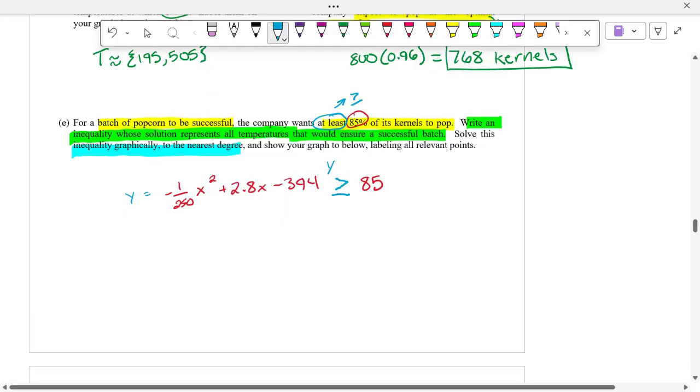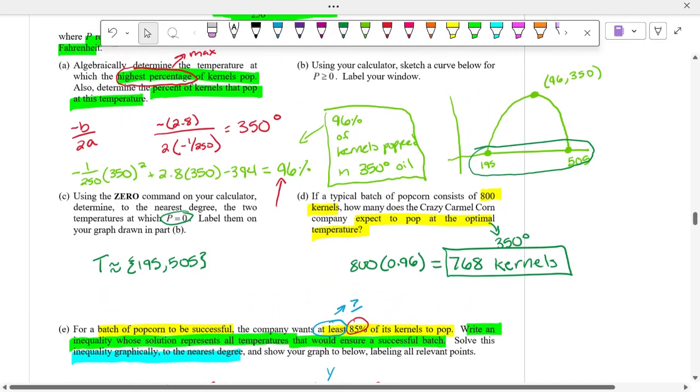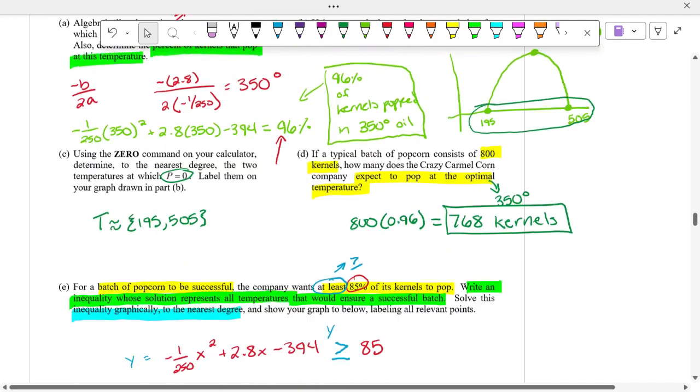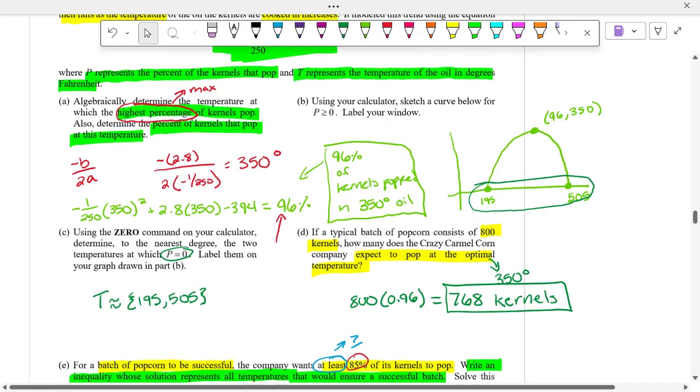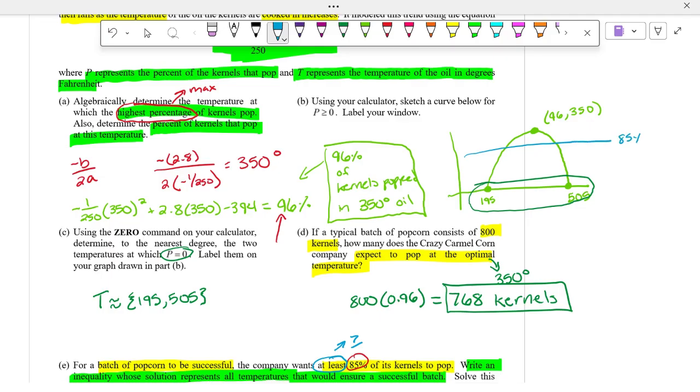So let's go back to our graph. Just to give us an idea what's going on, 85 is right here. So this is 85% of the kernels. And it's shaded right here. And here, that's where X was equal to 298. And here, it was about 404.